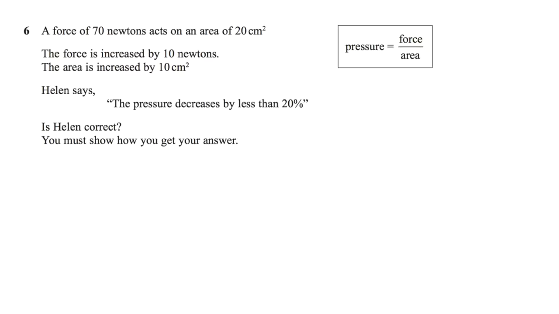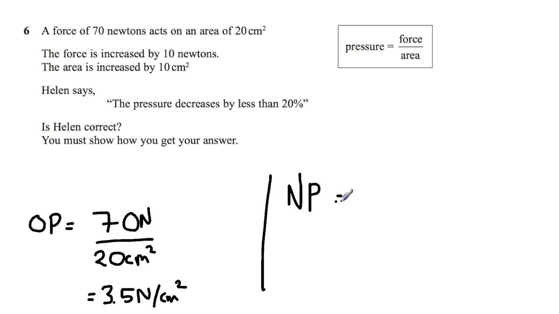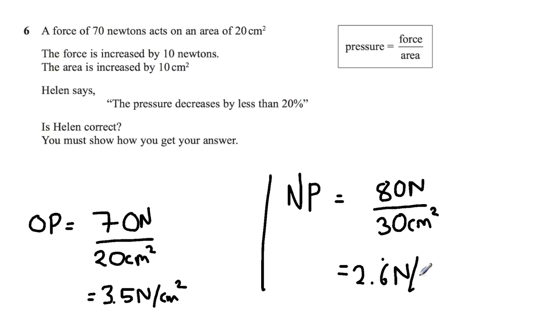So the first thing I'm going to do is find the original pressure. So O, which stands for the original pressure, is equal to 70 newtons divided by 20 centimeters squared. So the original pressure is 3.5 newtons per centimeter squared. The new pressure, so N, which stands for new, is equal to 80 newtons divided by 30 centimeters squared, which equals 2.6 recurring newtons per centimeter squared.